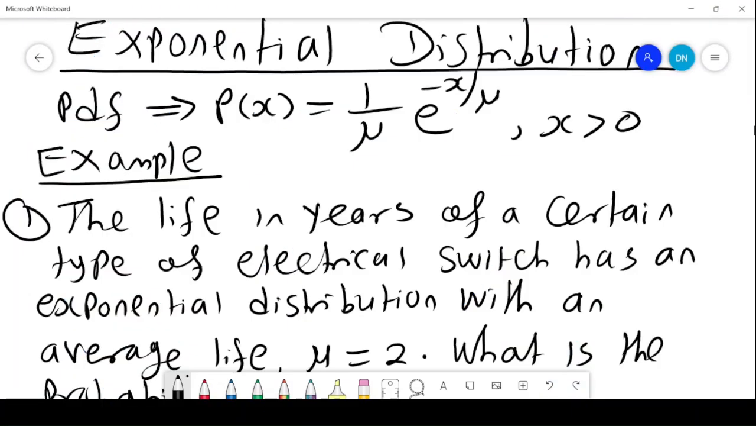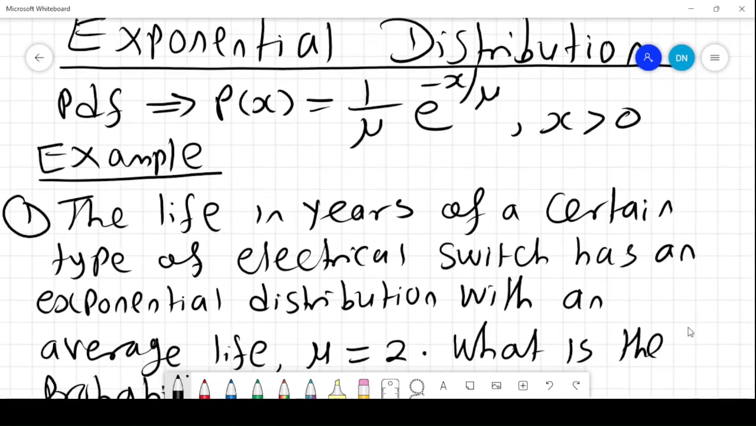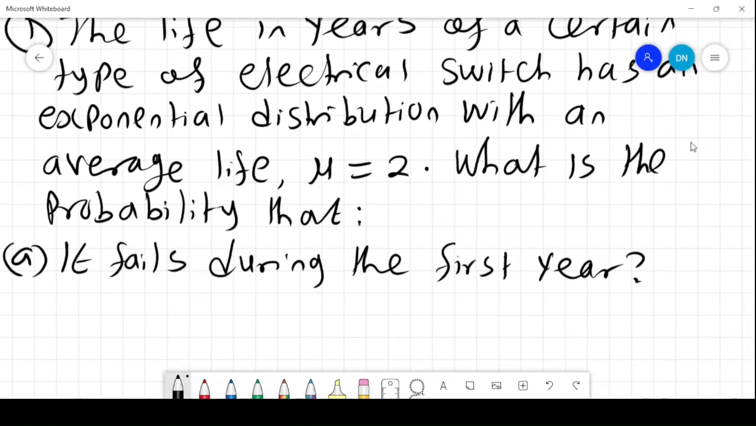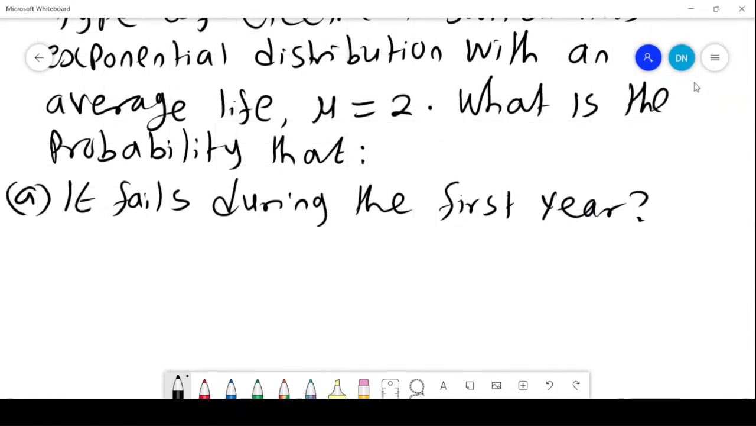Exponential distribution. The probability density function of an exponential distribution p(x) is equal to 1 over mu e raised to the power negative x over mu, where x is greater than 0. We have an example: the life in years of a certain type of electrical switch has an exponential distribution with an average life of mu equal to 2. It could be 2 years or 2 months, depending on the information. What is the probability that it fails during the first year?